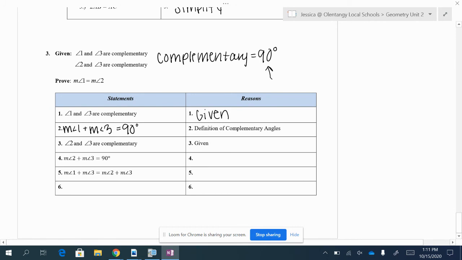Then our next statement says angle 2 and angle 3 are complementary, and that's given to us. That is true. Then we jump down to saying the measure of angle 2 plus the measure of angle 3 is equal to 90. That is going to be the same thing up here in line 2, definition of complementary angles. We're doing the same exact thing.